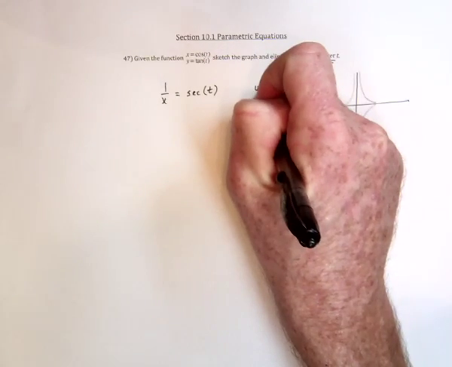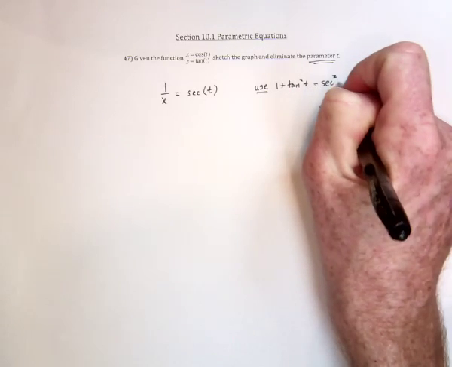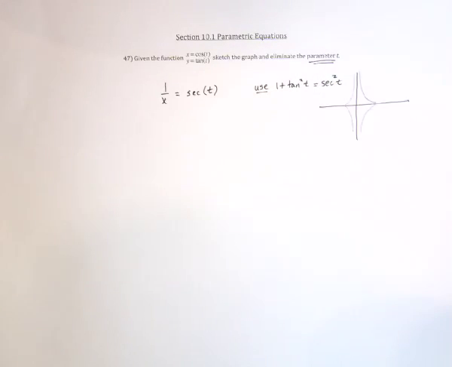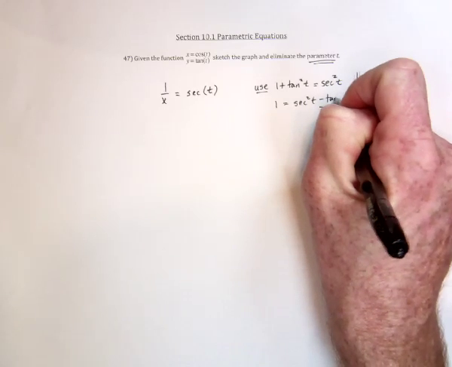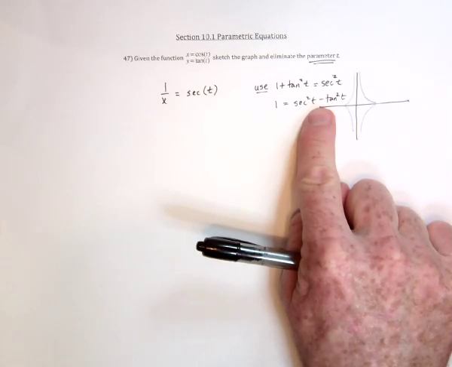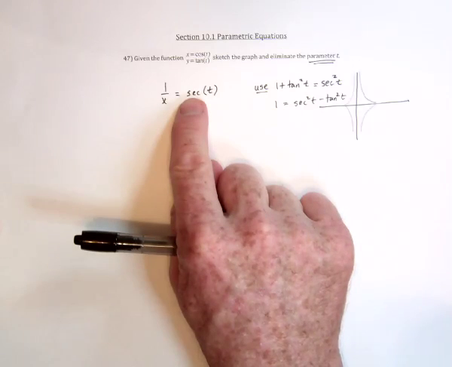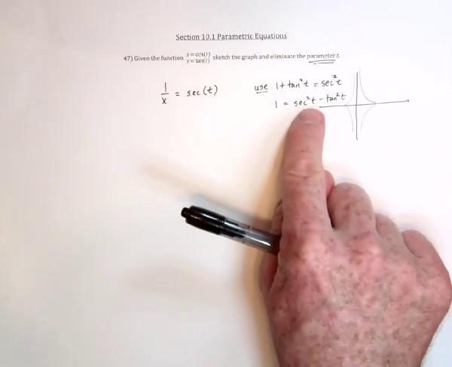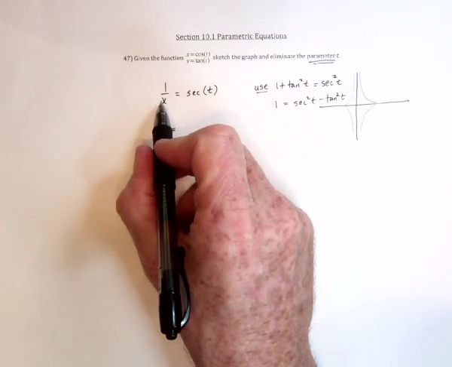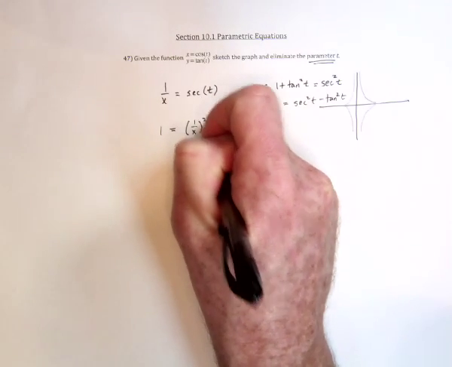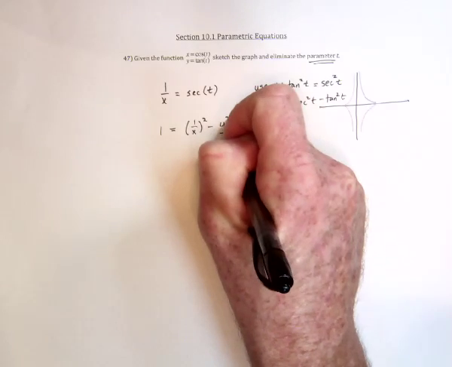And then I could use the identity 1 plus tangent squared is equal to secant squared. Or in other words, if I had secant squared minus tangent squared, then that could be replaced with just a simple 1. So secant is equal to 1 over x, tangent is equal to y, so just put that information in here. So we've got 1 equals, replace the secant with this, it's going to have to be squared, minus, replace the tangent with a y, and it also has to be squared.